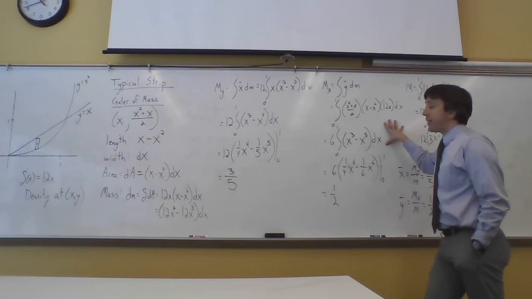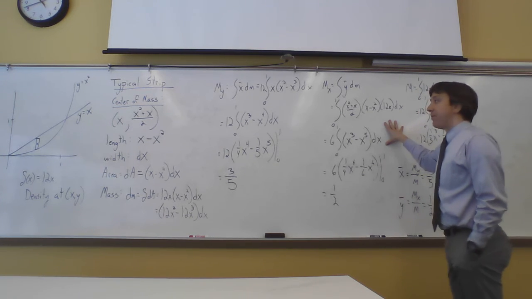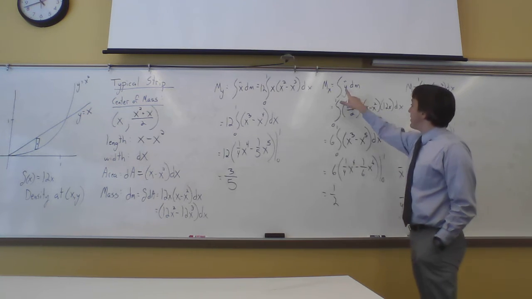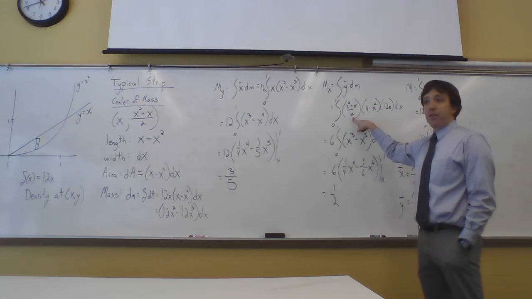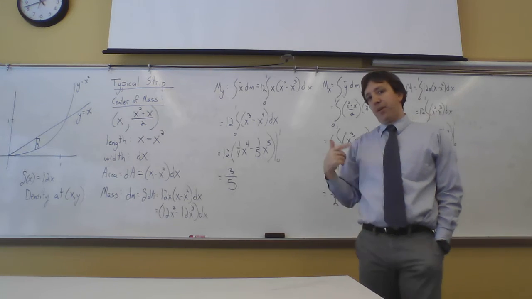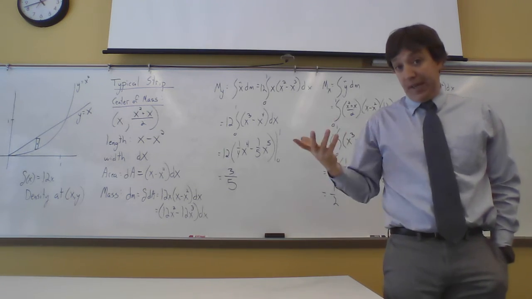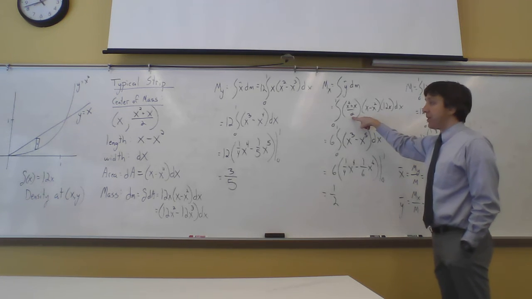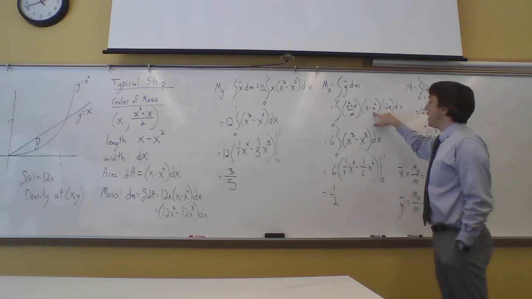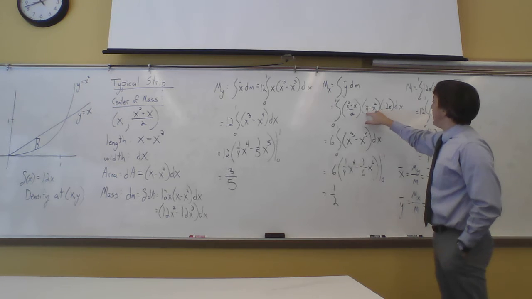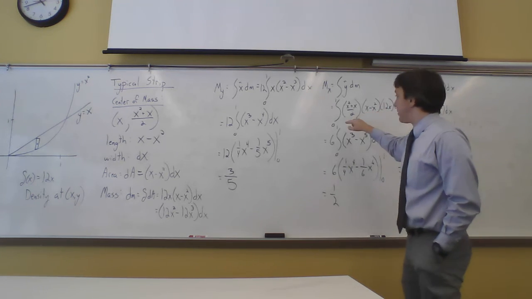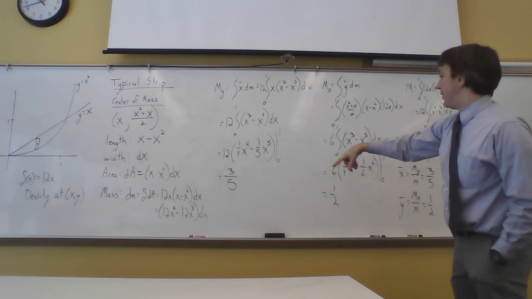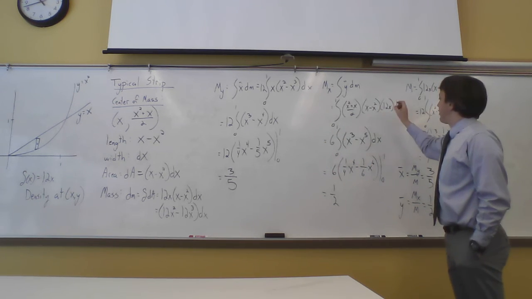I then had to go back and do the same thing to find the moment about the x-axis. So for this one, y tilde was (x squared plus x) over 2. Much nastier example than that last one where they were both just x. So there's my typical y, (x squared plus x) over 2, again times the area function, or times dm.